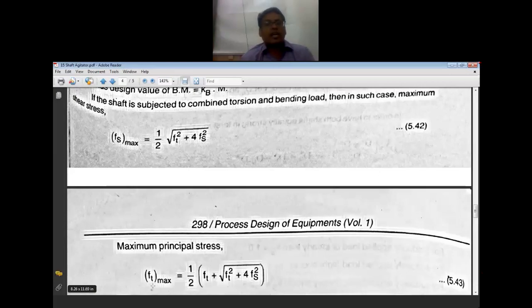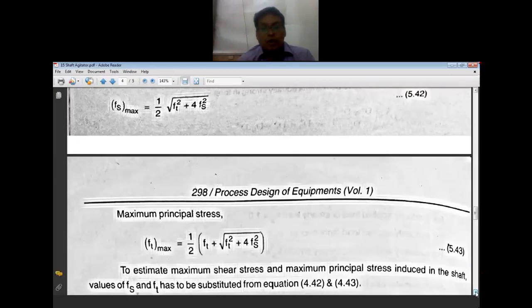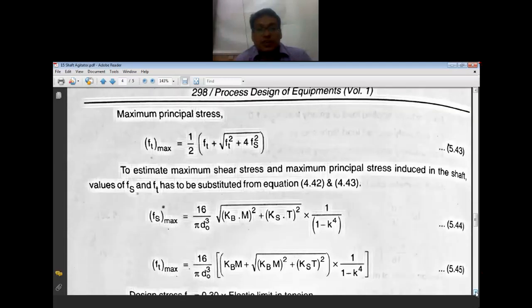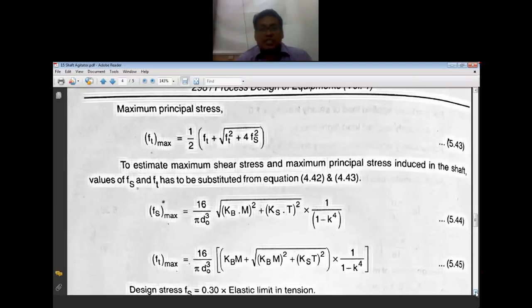So we are taking into account the maximum shear stress theory, which incorporates Fs max, and the maximum principal stress theory, which incorporates Ft max. These are two different theories. In the maximum principal stress theory, failure takes place because of the maximum tensile force, and failure because of the maximum applied shear force is called the maximum shear stress theory. Depending on this, we have different formulas to estimate the maximum shear stress and the maximum principal stresses induced in the shaft.